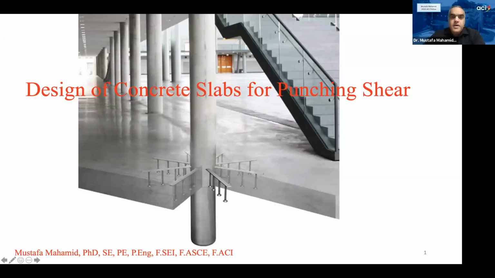Okay, good morning, everyone. Today we'll talk about an important topic, design of concrete slabs for punching shear, whether it's for gravity design or for seismic design. This is an important topic, and there have been, unfortunately, several collapses due to punching shear, whether it's due to earthquakes or even due to gravity loads, as we will discuss.